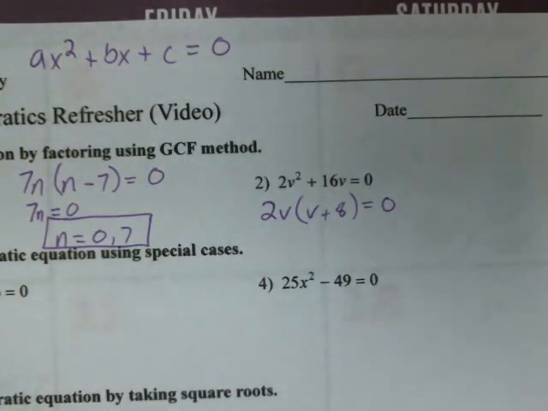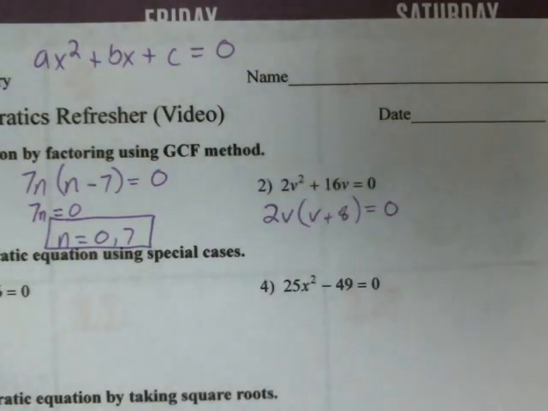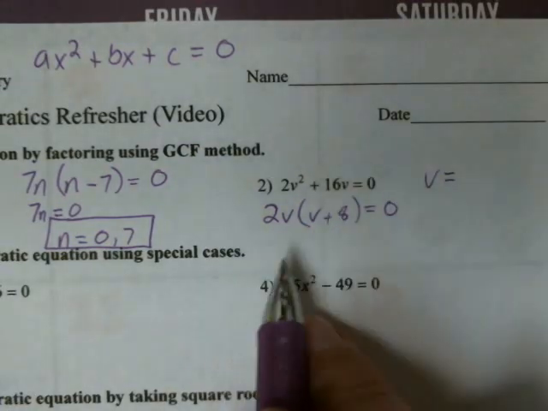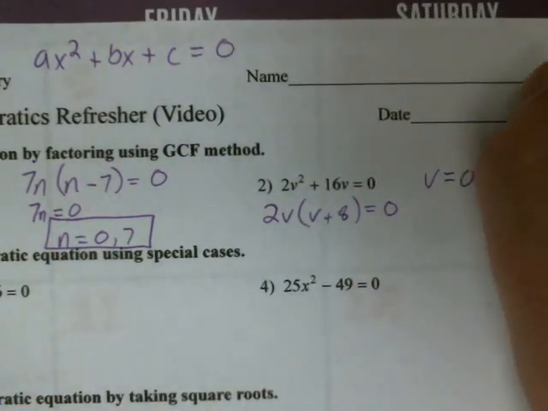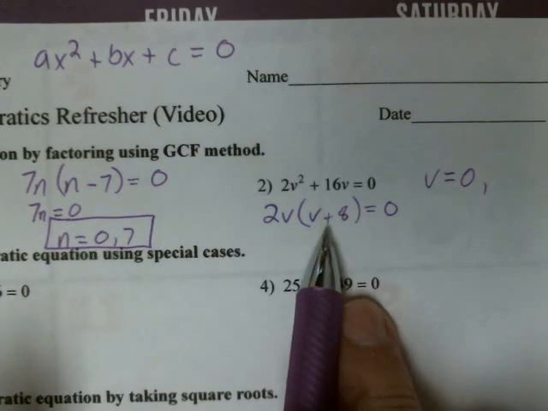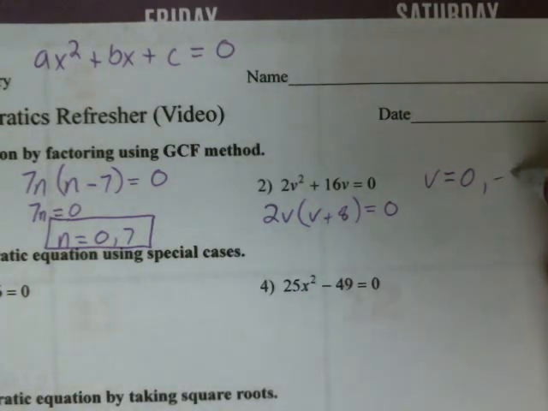I'm going to set each one of those equal to 0. So one of my solutions will always be 0. If I set 2v equal to 0, I get 0. And then what do I do here? I flip the signs. So I get 0 and negative 8. Okay, so those are my two answers.